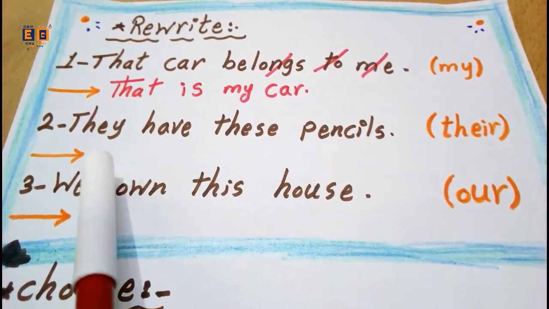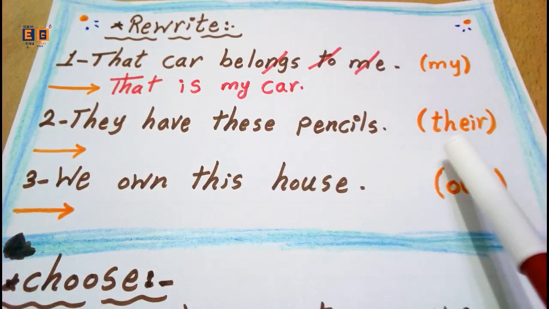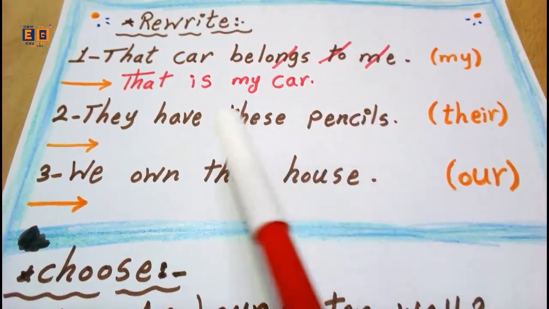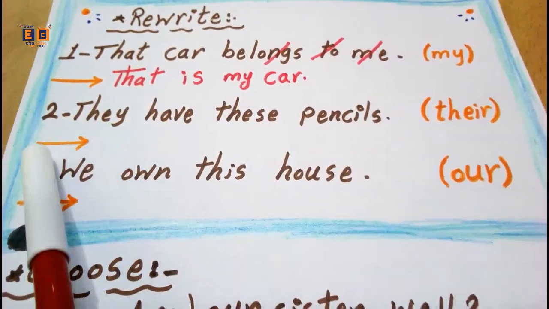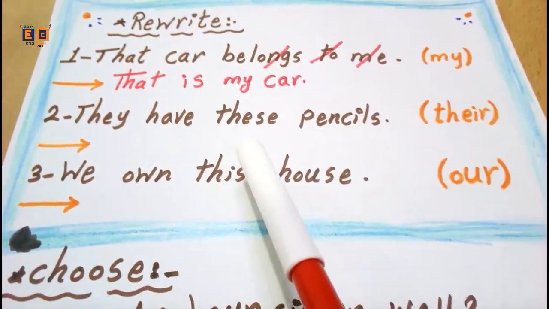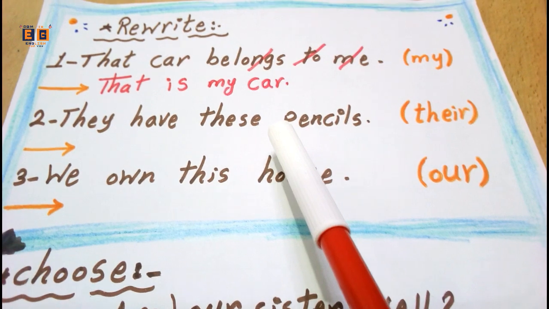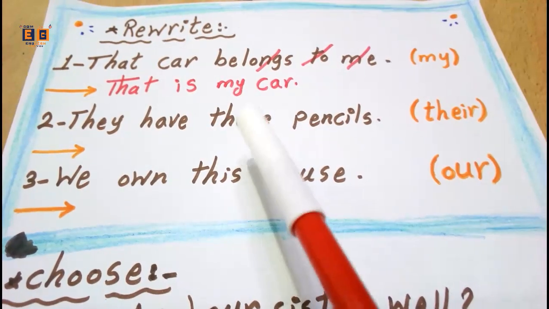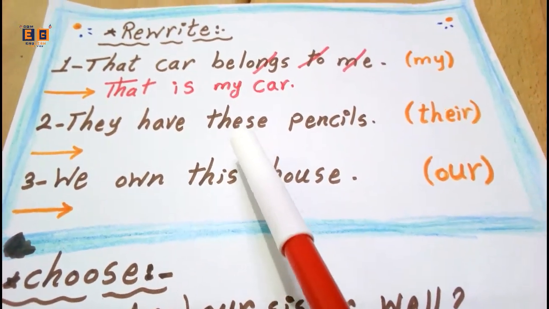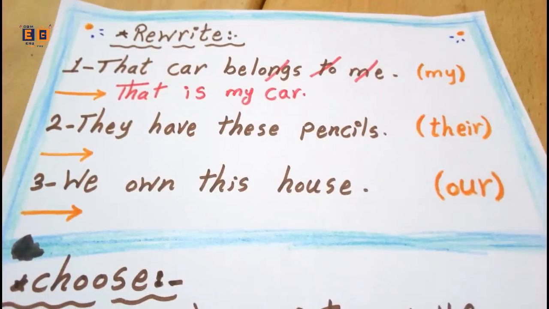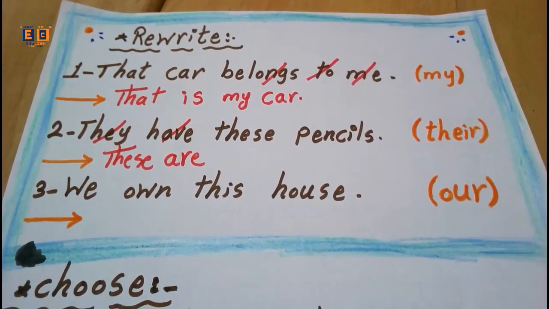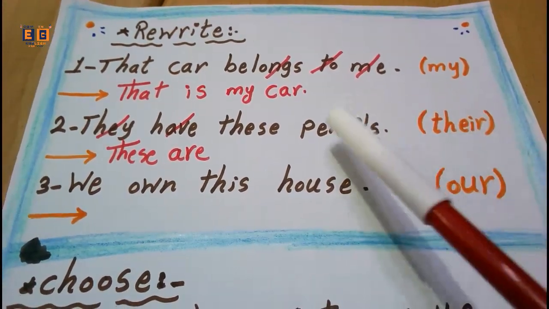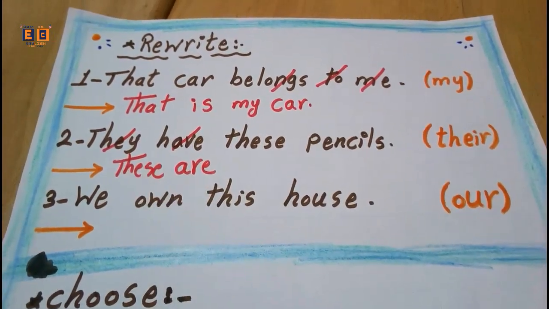Number 2. We have these pencils. Use there. Also, we remove any word that represents ownership, so we cancel or remove they and have, and start with these, which is a demonstrative article. So we must follow the word these with are. After these are, we write the possessive adjective and the owned noun. It will be these are their pencils.